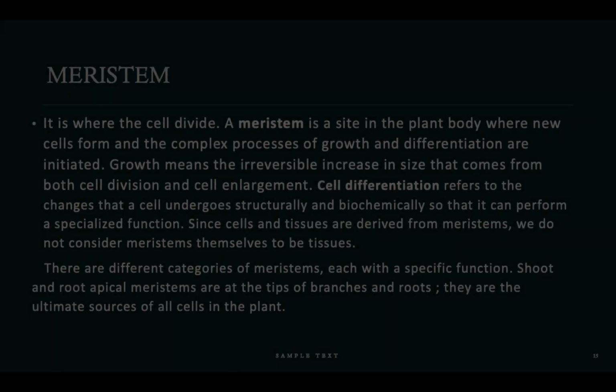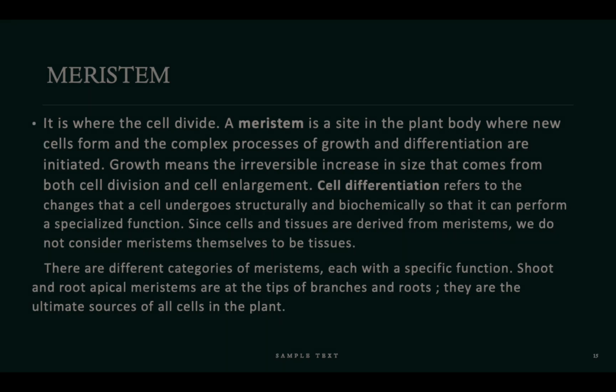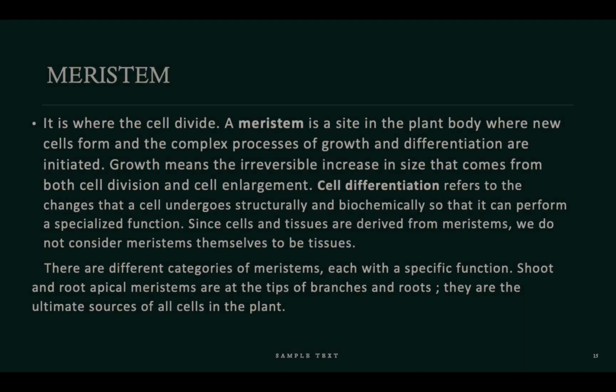A meristem is a site in the plant body where new cells form and the complex processes of growth and differentiation are initiated. Growth means the irreversible increase in size that comes from both cell division and cell enlargement. Cell differentiation refers to the changes that the cell undergoes structurally and biochemically so that it can perform a specialized function. Since cells and tissues are derived from meristems, we do not consider meristems themselves to be tissues.